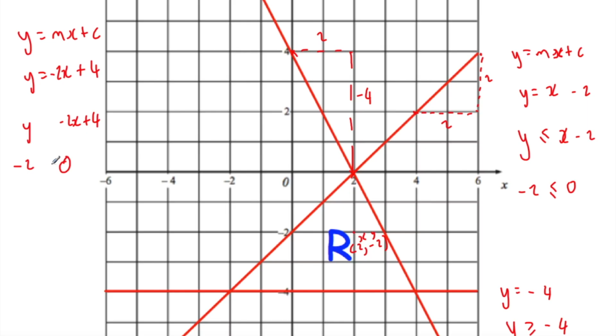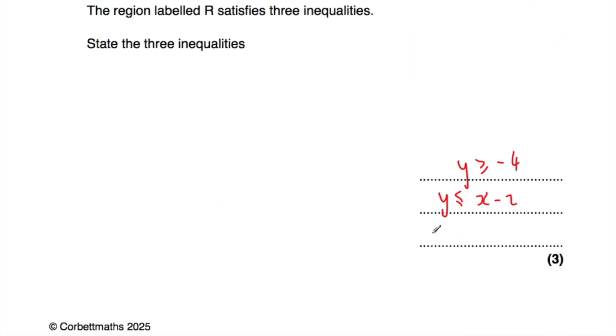We want the inequality sign to be the right way around for this, so we need it this way around, because here we would have minus 2 is less than or equal to 0. And I put the equal to part in there because it's a solid line again. So we've got y is less than or equal to minus 2x plus 4. And that's our inequality there. Y is less than or equal to minus 2x plus 4. And that's it there, the three inequalities.